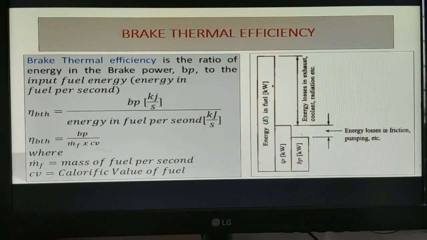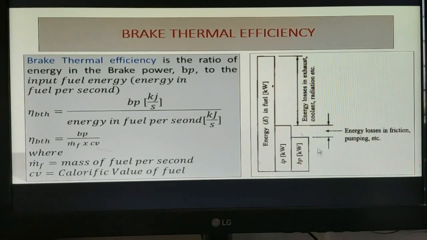So the brake thermal efficiency is also the ratio of the energy in the brake power to the input fuel energy, that is the energy supplied by burning the fuel. So brake thermal efficiency is brake power upon energy in fuel per second. As I already told you, the input energy we calculate as mass of the fuel into its calorific value, so m dot f is the mass of the fuel per second and CV is the calorific value of the fuel. From this we'll find the brake thermal efficiency.